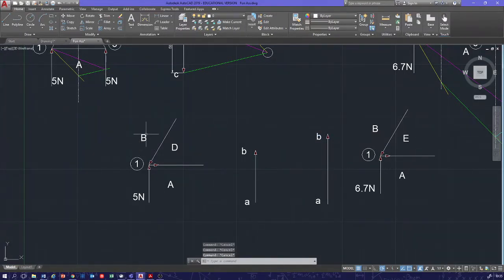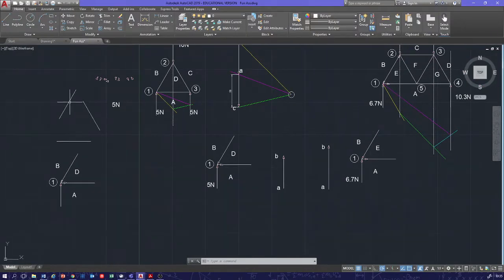Now, our next line is BD, and BD must go through points B and D. Well, we don't know where point D is, but we do know where point B is, because point B is the point at the end there. So we know it's a 60-degree line, 60 up from the horizontal, anti-clockwise. So we just draw a line at 60 degrees.